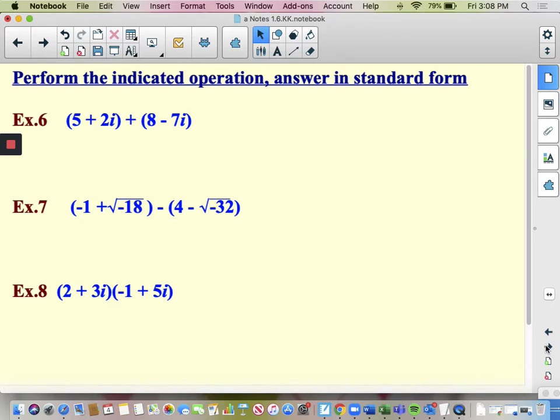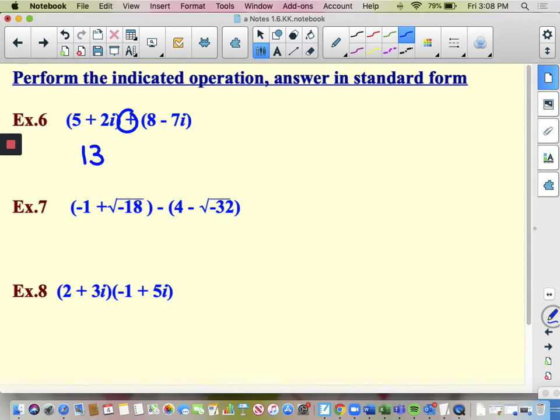Then you're going to do, like I said, add, subtract, multiply, divide. I'm just going to remind you quickly because adding and subtracting is quite simple. It's just combining like terms, your real parts and your imaginary parts. So on example 6, please do note that I'm adding. I can add my real parts: 5 plus 8 is 13. Add my imaginary parts: 2 plus -7 is -5. And it's that easy. In standard form, done.